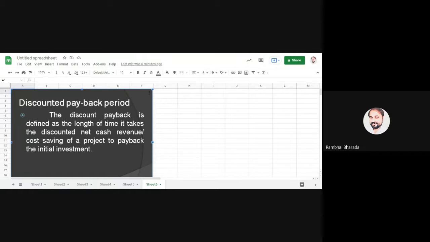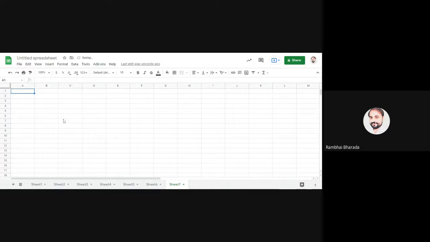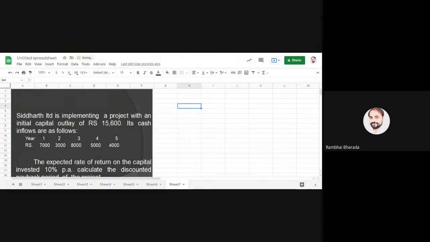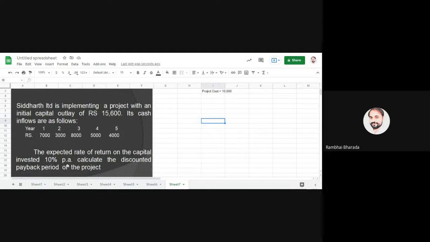Okay. Let me share one more practical question to understand this. See here. Siddharth Limited is applying a project of an initial capital of 15,600. So what is the project cost here? Project cost, how many rupees? 15,600. Okay. Now read the details. Its cash inflows are 7,000, 3,000, 8,000, 5,000, and 4,000. The expected rate of return on capital investment is 10% per annum. Calculate the discounted payback period.